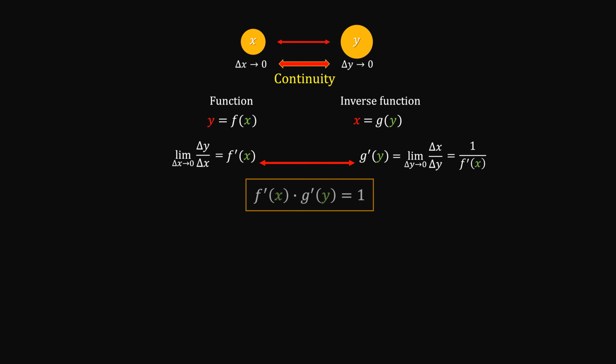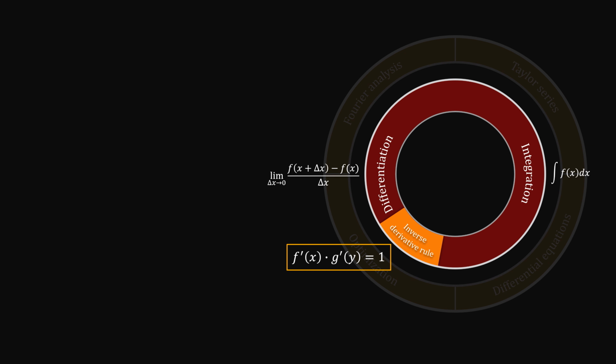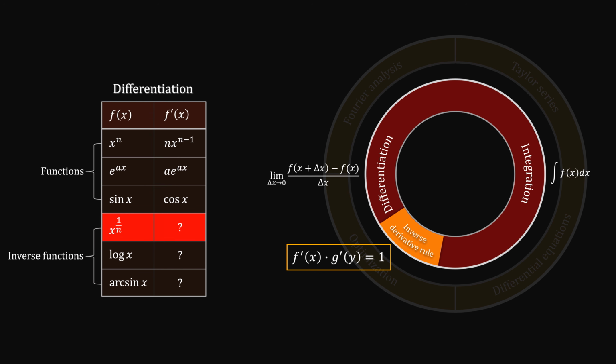Hence, the product of these two derivatives is 1. This rule allows us to get the inverse derivative easily. Now we have the inverse derivative rule in our arsenal. We will use this rule to tackle the nth root first.